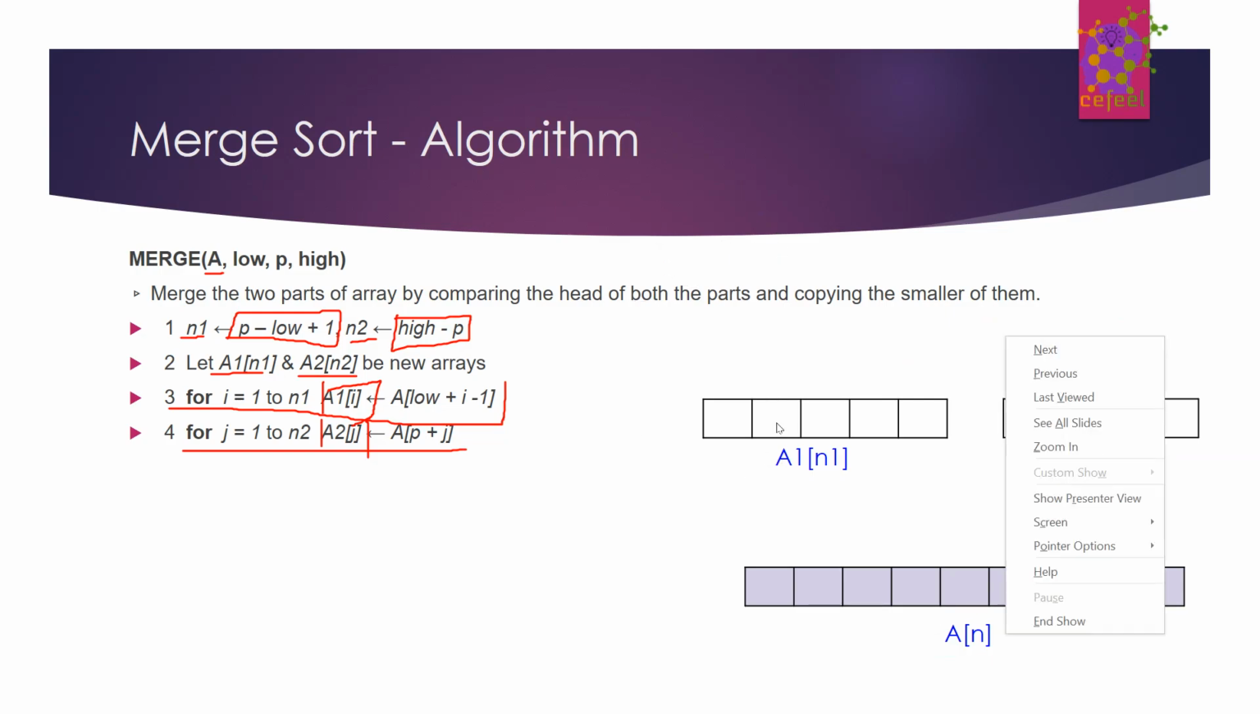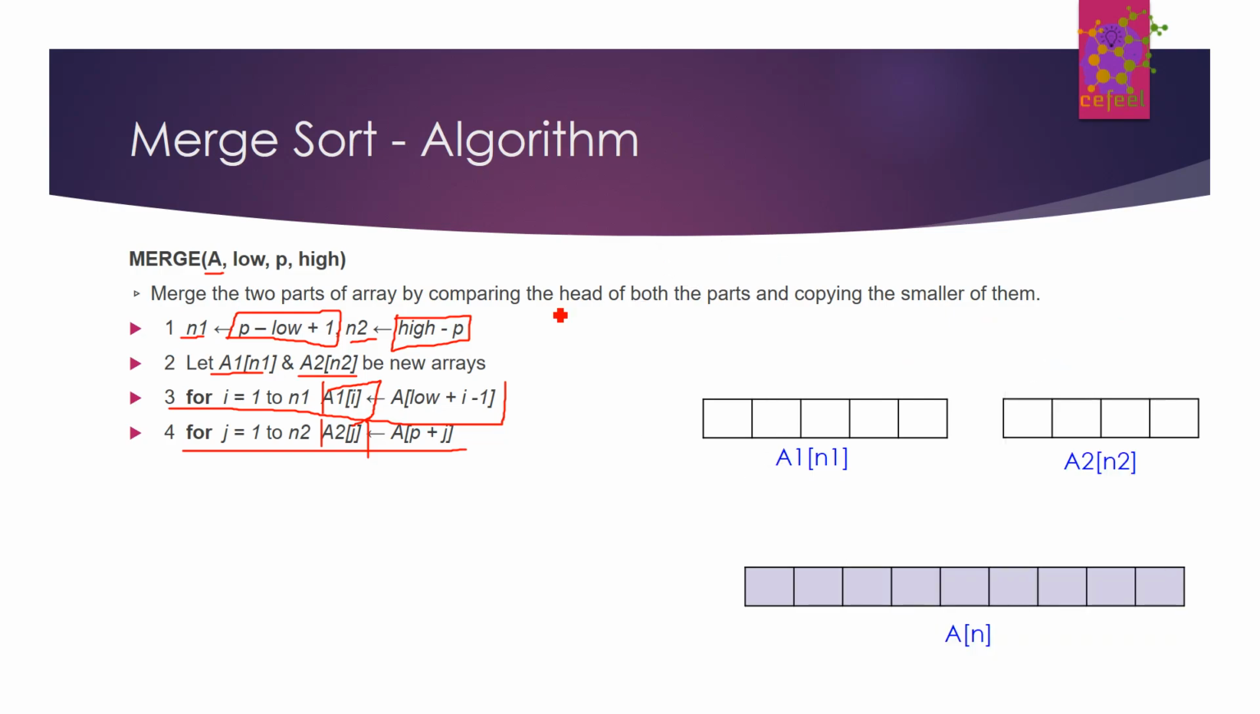I'll just rub this for a minute, change my pointer to pen. And so first what we do is we initialize three variables i, j, k that point to these arrays. So A1 has i, A2 has j, and AN has k. Now AN needs to have the sorted elements.